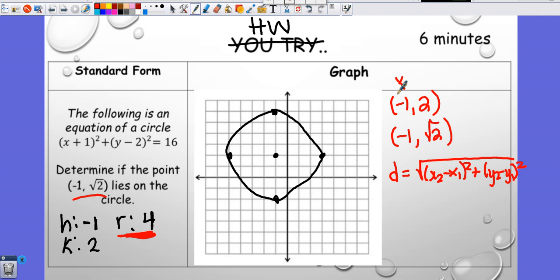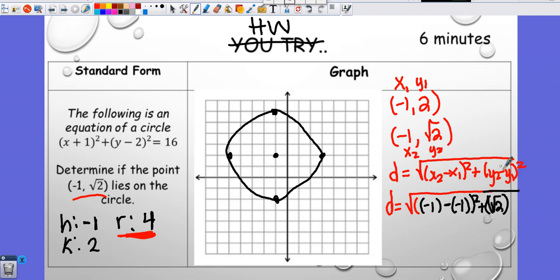So here I'm going to call this x1, y1. I'm going to call this x2, y2, and I'm just going to substitute in. And I'm going to show you how to graph your calculator once we get it all substituted in. So let me change to black. So my x2 is -1, and remember, anytime we substitute in, we put in parentheses. My x1 is -1, so squared, plus my y2 is the square root of 2. Make sure I put that in parentheses. My y1 is 2. Make sure I put that in parentheses. There, close it, squared.